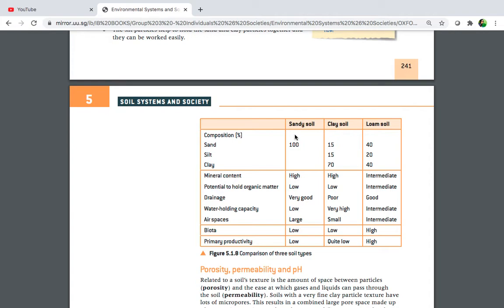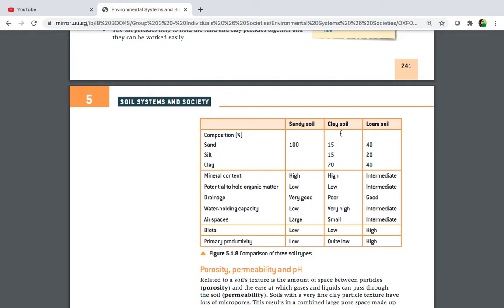So as you can see, sandy soil, the composition is 100% sand. One example is the deserts or the beach. And we have that the mineral content is high because it contains sodium chloride and other types of minerals. Also, the potential to hold organic matter is low. Drainage, very good. Water holding capacity low. Remember that we are talking about sand. Air spaces are large. Biota is low, and primary productivity is low.